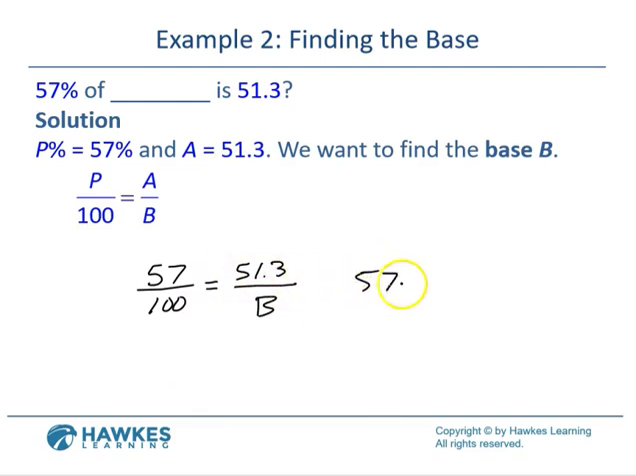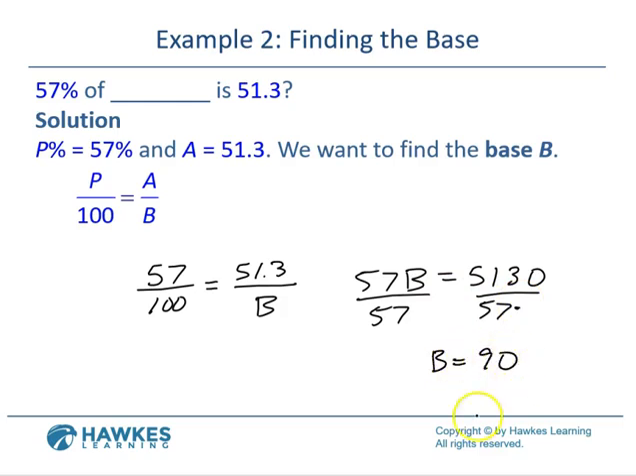get 57B, okay, is equal to, well, remember we're multiplying by 100, we can just go ahead and move that decimal over 2 places, so I've got 5,130. Well, once again, I will divide off the 57. And using my calculator, I got 5130 divided by 57, and I get where B is equal to 90.